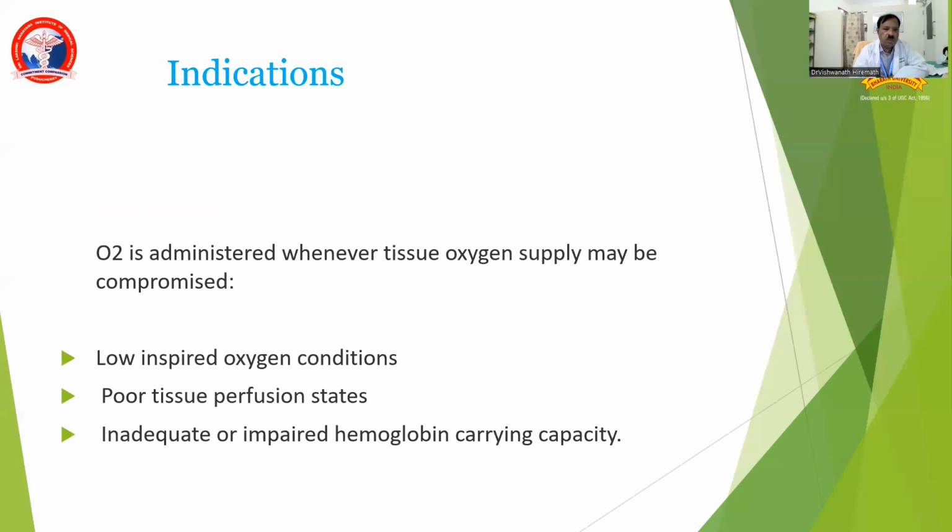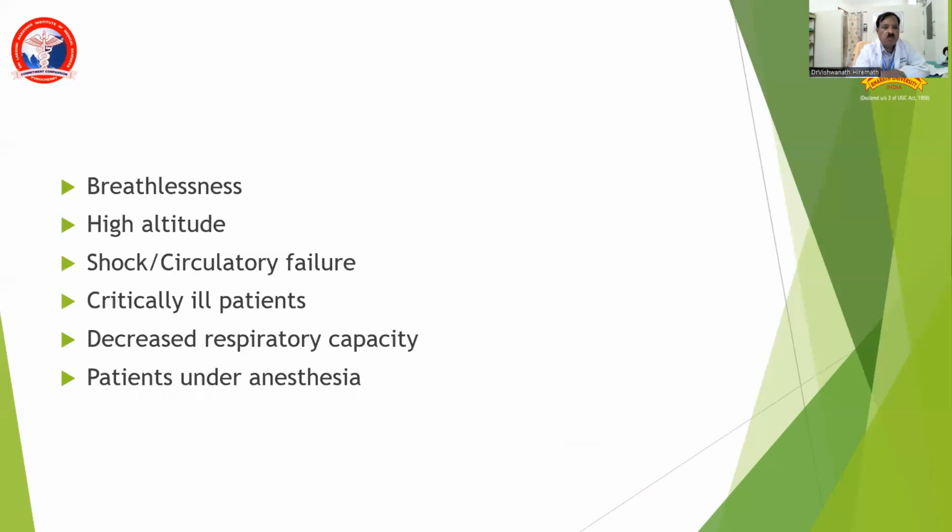Indications include low inspired oxygen conditions, when the inspired oxygen content itself is less, that is high altitude. Poor tissue perfusion states like circulatory collapse, shock, inadequate or impaired hemoglobin oxygen carrying capacity, as in anemia or abnormal hemoglobin, methemoglobinemia and sulfhemoglobinemia.